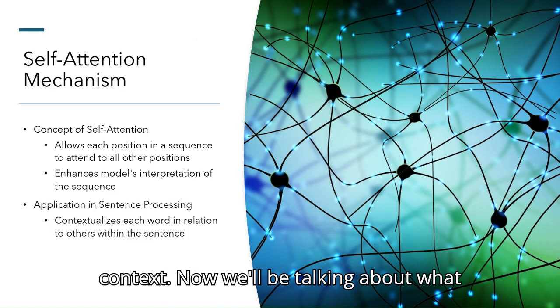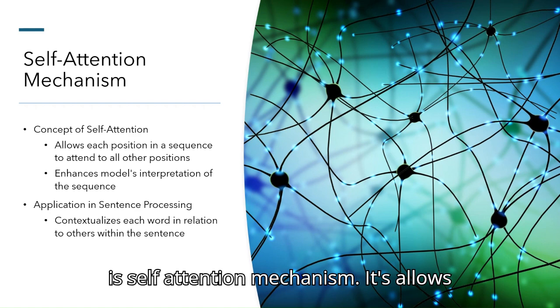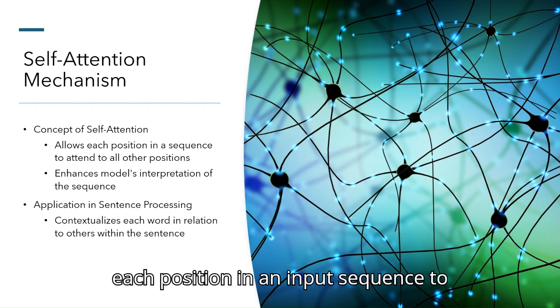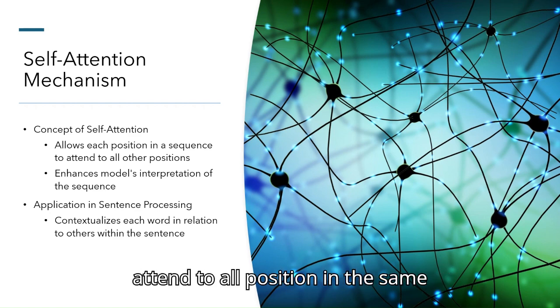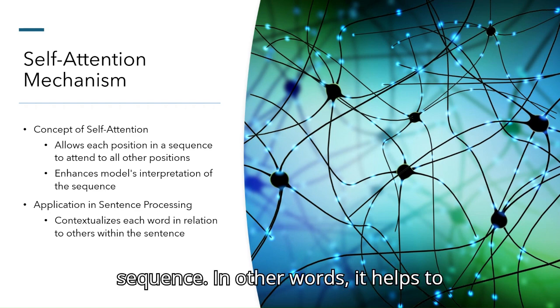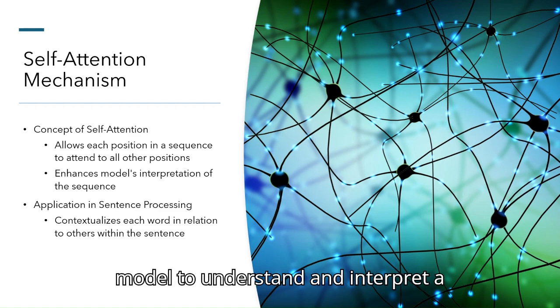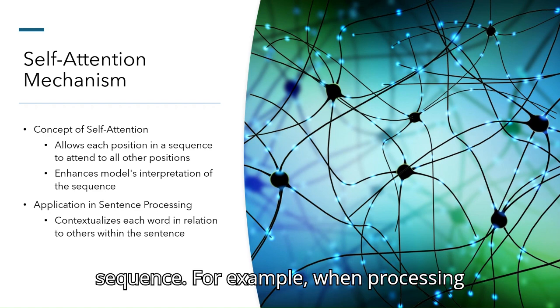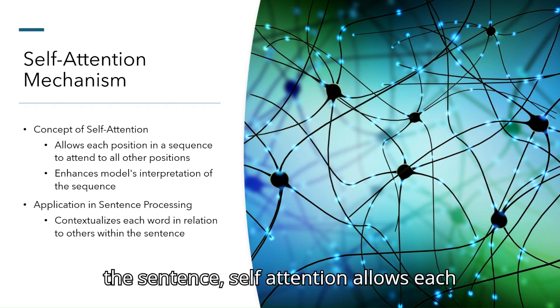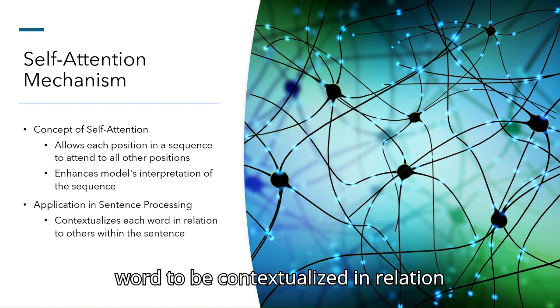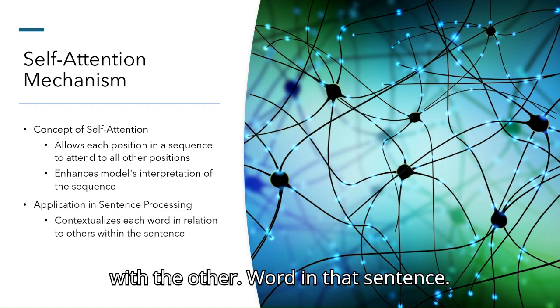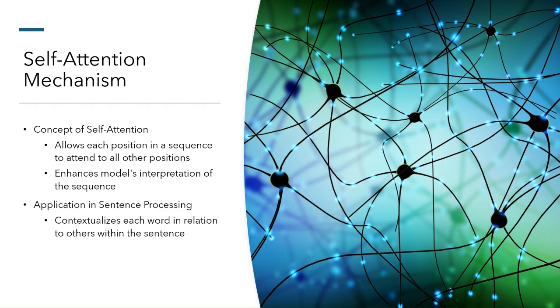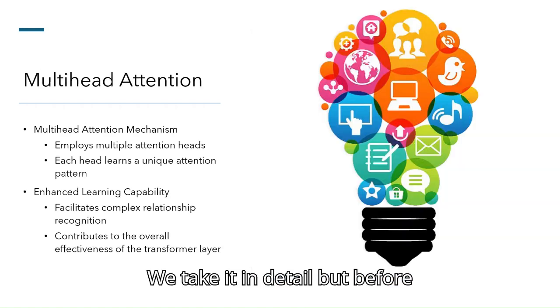Now we'll be talking about what the self-attention mechanism is. It allows each position in an input sequence to attend to all positions in the same sequence. In other words, it helps the model to understand and interpret a sequence by considering the entire sequence. For example, when processing a sentence, self-attention allows each word to be contextualized in relation to the other words in that sentence. We'll take it in detail.